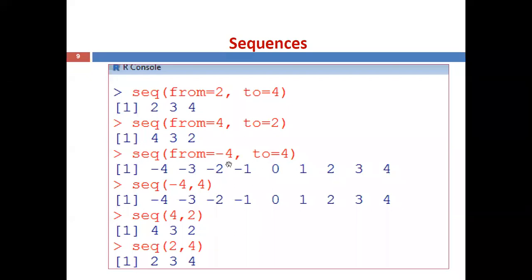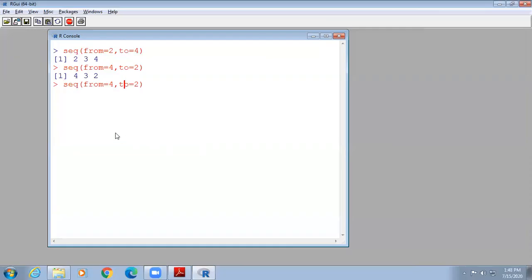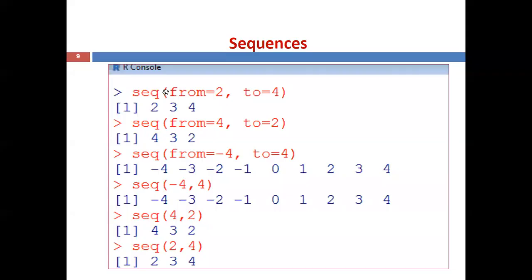Then another example with a negative value to a positive value. Seq from minus 4 to 4. Here from is minus 4, then to is plus 4. Here from minus 4 it is incremented by plus 1 at each and every step. Then the sequence is generated till the end value 4. Then you will get minus 4, minus 3, minus 2, minus 1, 0, 1, 2, 3, 4. 4 is the end value. So then it ends. That is the output.